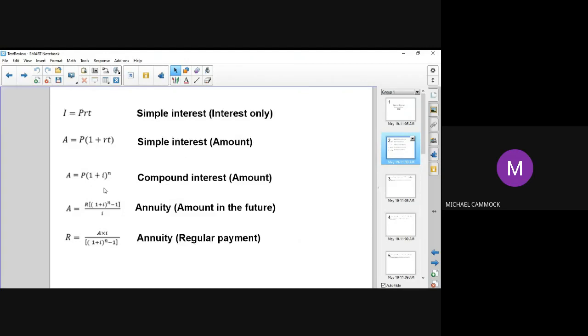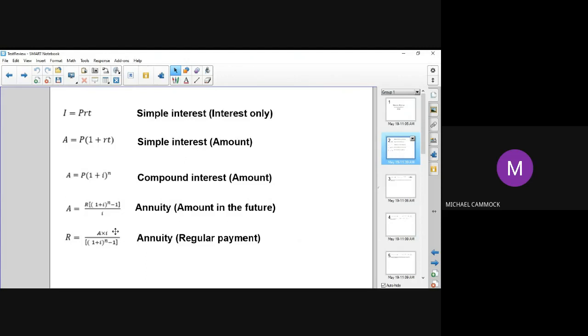Then we looked at annuities, and there are two annuity formulas. The first one has to do with the amount again, and this is the amount in the future. So you're putting money into an account, and that's what the R represents in this particular formula. You're putting money into an account at regular intervals over a certain amount of time. And what this formula does is tell you how much you're going to have in the account in the future based on the interest rate and the length of time that you've been putting all this money in. That's what this annuity formula does.